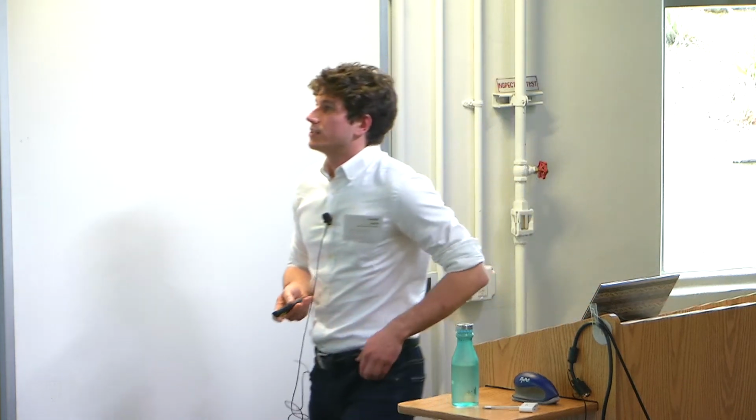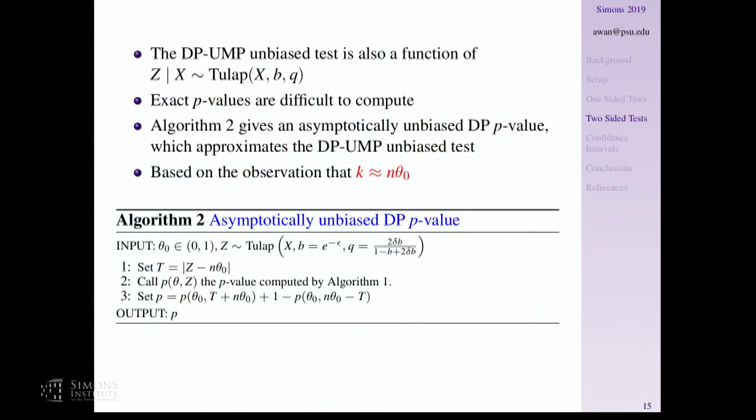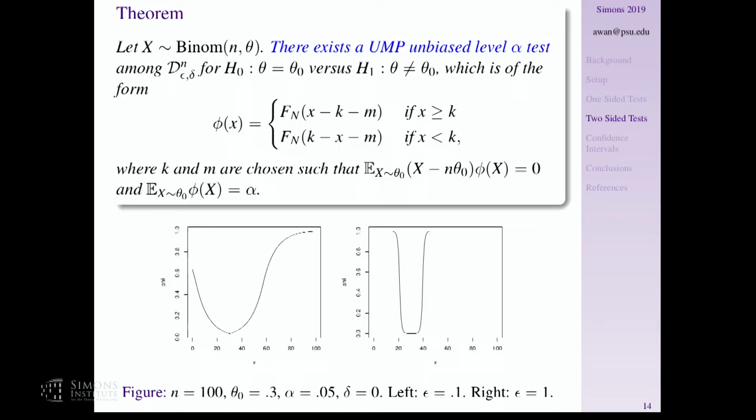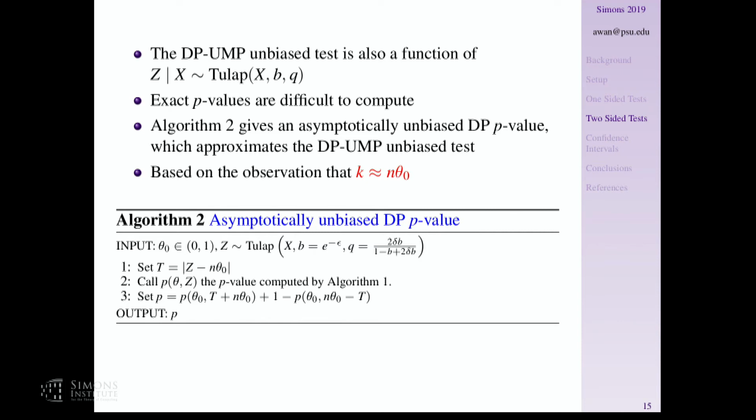So this unbiased test is also a function of the Tulap. And so theoretically, you could compute the p-values. But the problem here is that the k and m depend on alpha. So it's sort of a pain to do that minimization problem. There isn't a nice closed form for the p-values like there was in the one-sided case. But we're able to get something quite close.